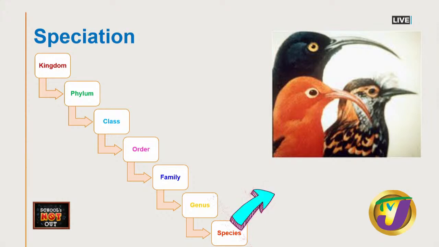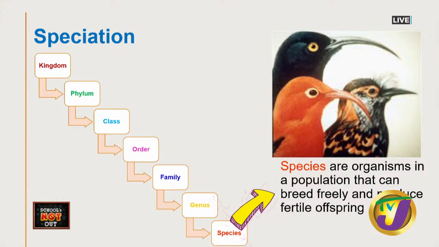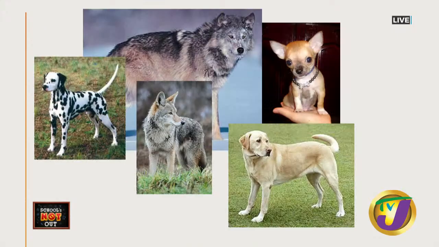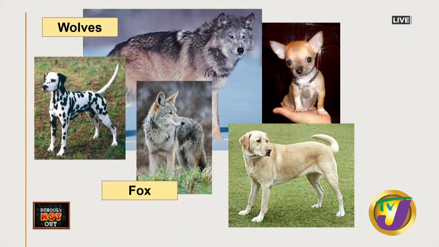So what is a species? Species are organisms of a population that are able to breed freely or interbreed to produce fertile offspring. So for a scientific or biological definition of species, organisms that are able to interbreed to produce fertile and viable offspring. Let's take, for example, the case of canines. Within the canines, you could have different species. So wolves would fall under that. We could have foxes. We could have even our very own domestic dogs. All of these are different species of canines.